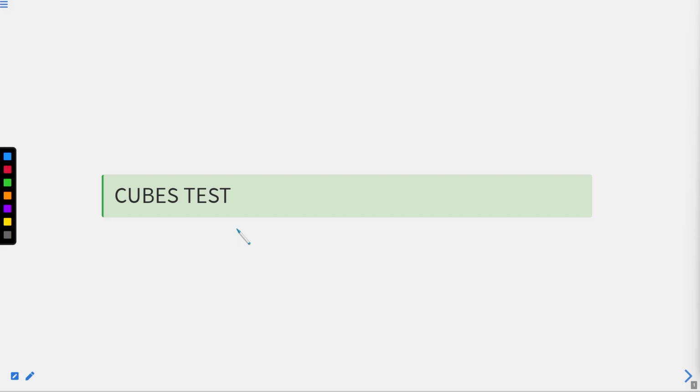Today in the mental ability series, we are starting with a new chapter named Cubes Test. As the name suggests, in this chapter we are going to deal with the questions related to cubes. So what exactly a cube is, how it is different from other shapes, and what kind of questions we are going to deal with in this chapter, I am going to explain to you in detail one by one.